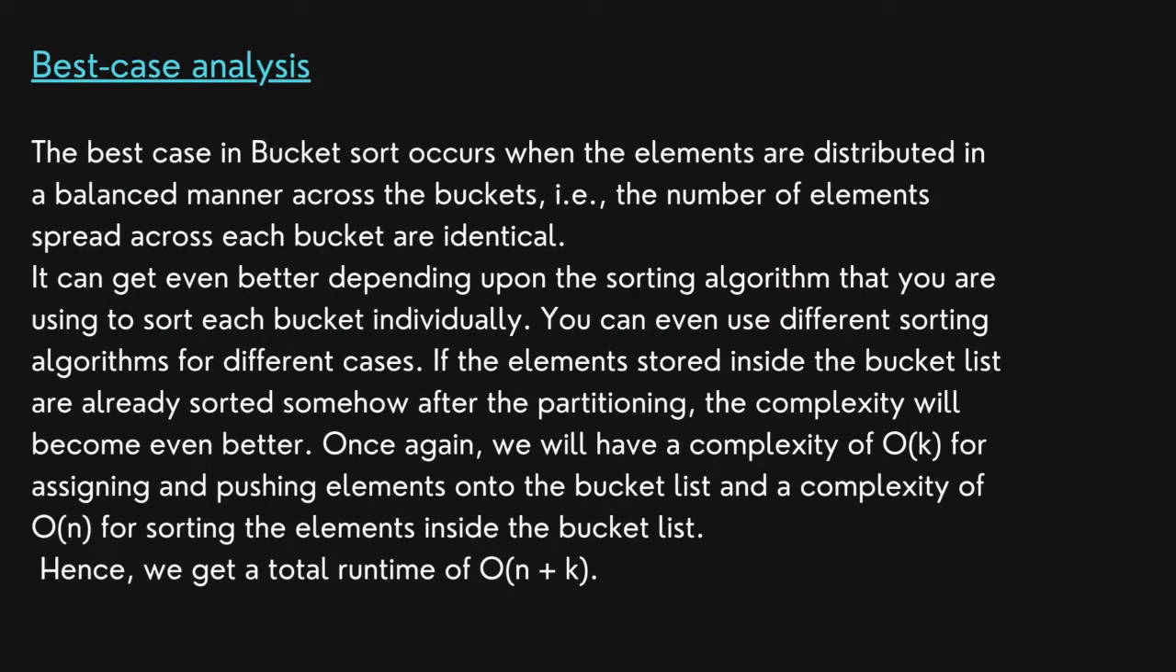Let's see how the best case analysis was done. The best case in bucket sort occurs when the elements are distributed in a balanced manner across the buckets. That is, the number of elements spread across each bucket is identical. It can get even better depending on the sorting algorithm that you use to sort each bucket individually. You can even use different sorting algorithms for different cases. If the elements stored inside the bucket list are already sorted somehow after partitioning, the complexity will become even better.